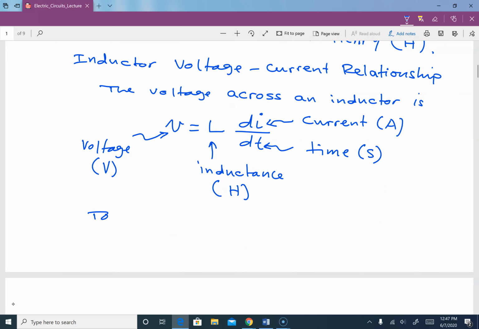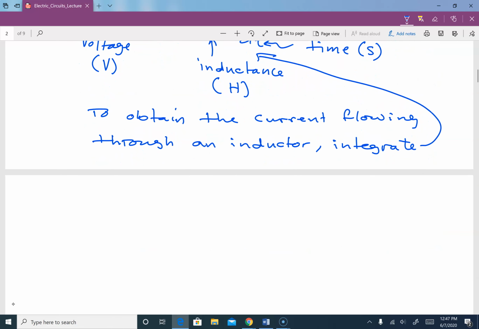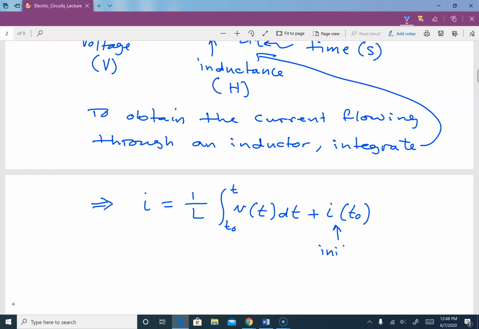So to obtain the current flowing through an inductor, we just integrate this equation here to extract that I. So in this case, our I is equal to 1 over L times the integral from an initial time t naught to t of V of t dt plus I of t naught. This I of t naught is the initial condition.